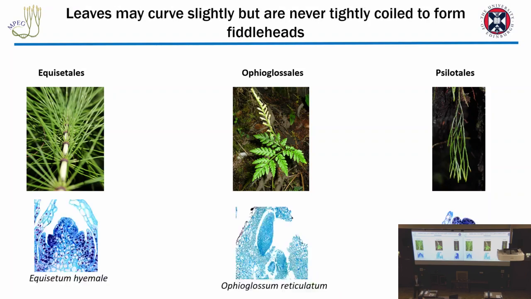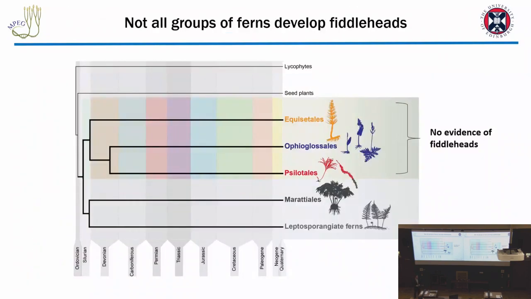And this was demonstrated even more by zooming in on the growing tips of these plants, known as the shoot apex. So this is the shoot apex of the horsetail here. You can see the leaves are forming and they're curving slightly around the tip. Same here again, and same here. But there's no evidence of that tightly coiled fiddlehead. So this was interesting because it allowed Raphael to conclude that there were actually some groups of ferns that don't produce fiddleheads at all.